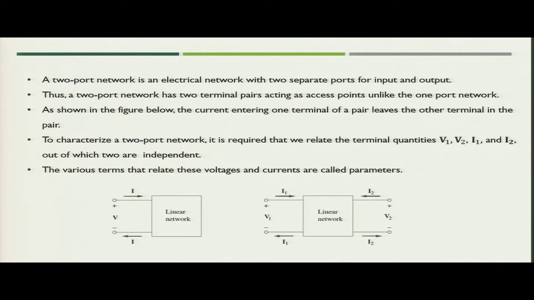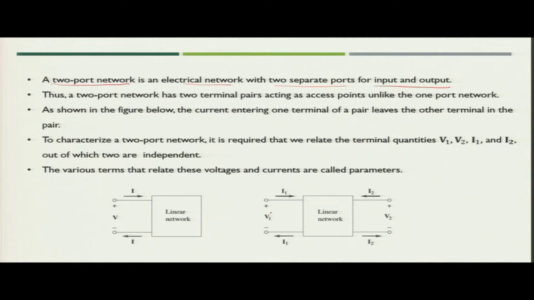So, what is two port network? Two port network is an electrical network with two separate ports for input and output. So, if you look at this particular figure, this is one port network where the current goes into the linear network and comes out from the other terminal, and voltage is applied across these two terminals. So, this is basically a one port network because it is having only two terminals.